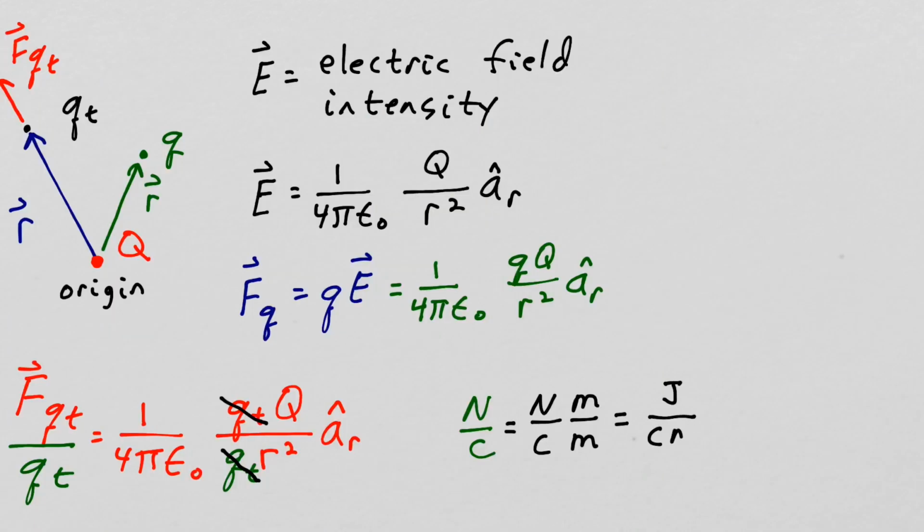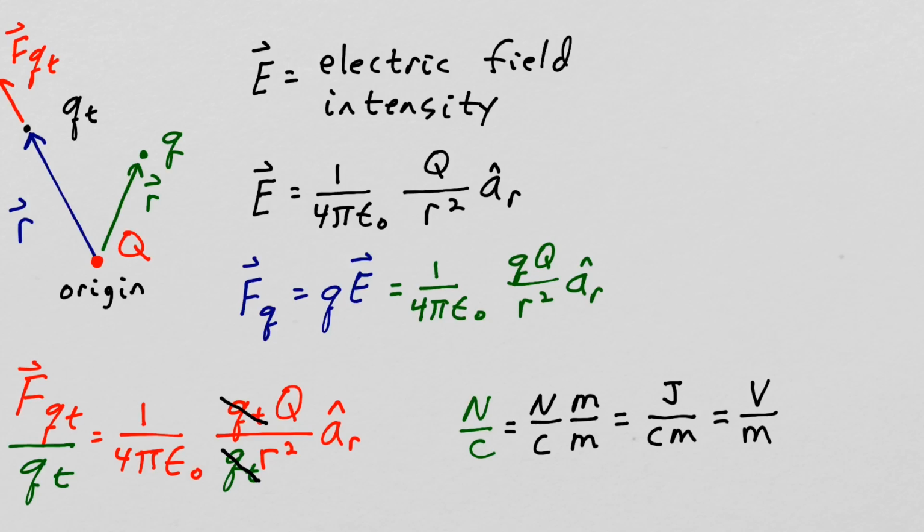We will shortly be introducing the concept of electrical potential difference, and the unit of electrical potential, the joule per coulomb, is renamed a volt. So a newton per coulomb is the same as a volt per meter, and volts per meter is the more common unit for the electric field intensity.